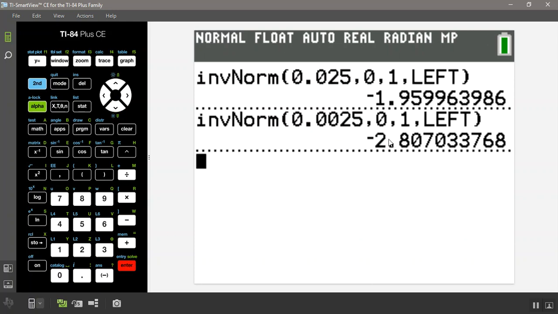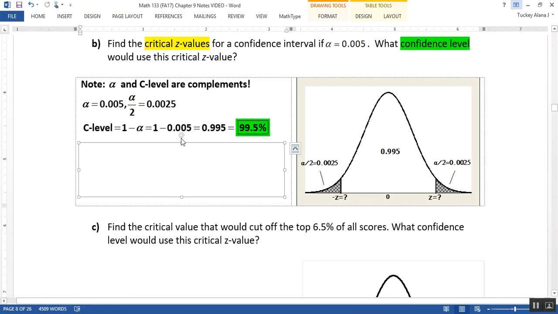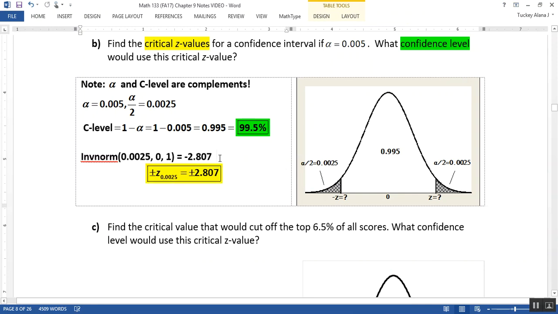And you can see that's much farther over. That's negative 2.8, so 2.8 standard deviations away from the mean. So that's that answer. And then, of course, the final result will be plus or minus. So you show this inverse norm to show your work, quote unquote. That gets you one of the answers. But the final result is actually the two answers put together. They're the critical values.